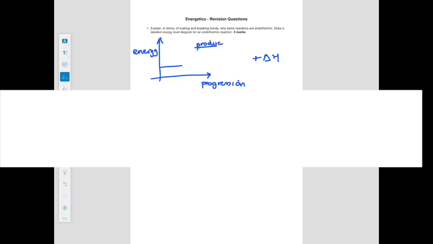and then we label them products. We've got our reactants over here, and then just draw an arrow from the reactants to the products going upwards, so delta H is positive.